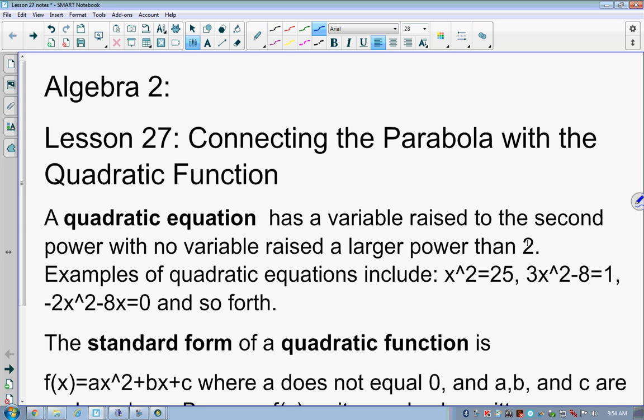Algebra 2, lesson 27. I think initially we had done double lessons on this, but we're not doing a double lesson today. It's just lesson 27. We're going to talk about connecting the parabola with the quadratic function.